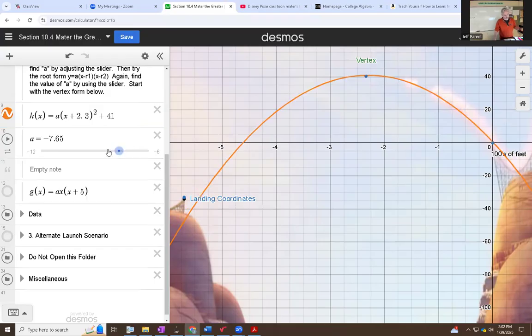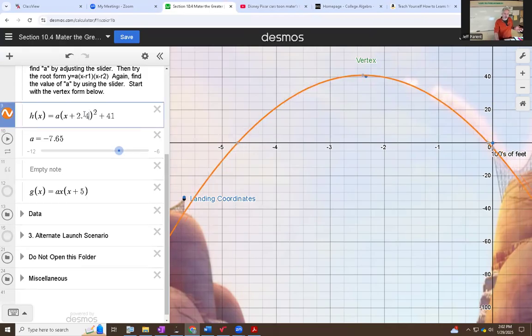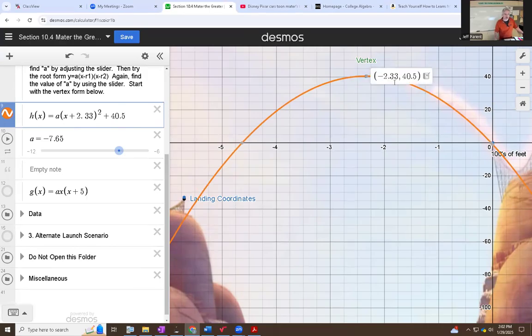So for me, maybe I should go 2.4. No, 2.35. All right, that's as close as I'm... 3.3. Okay, fine, 3.3, and then maybe 40.5. Looks pretty good. Are we coming pretty close here? Is that looking pretty good? Maybe I should widen that a little bit. So something about like that.